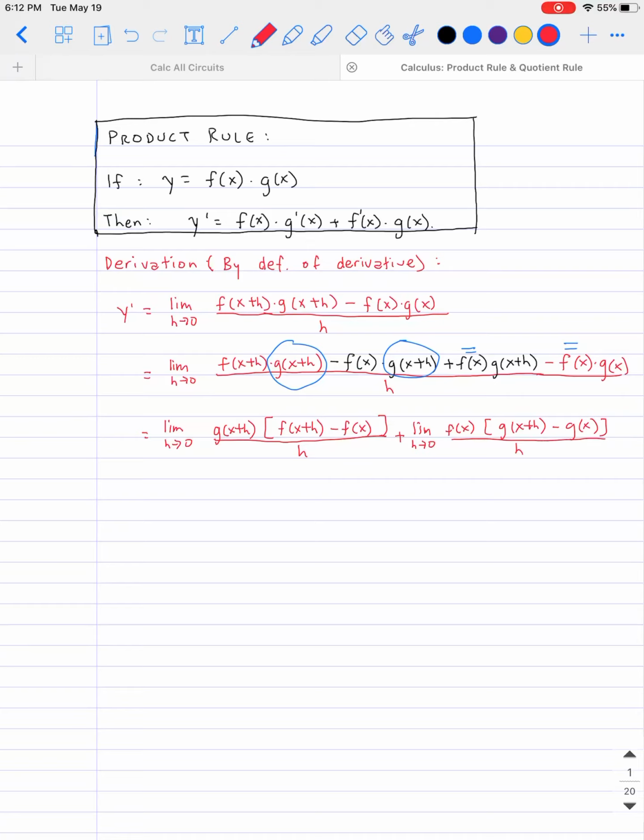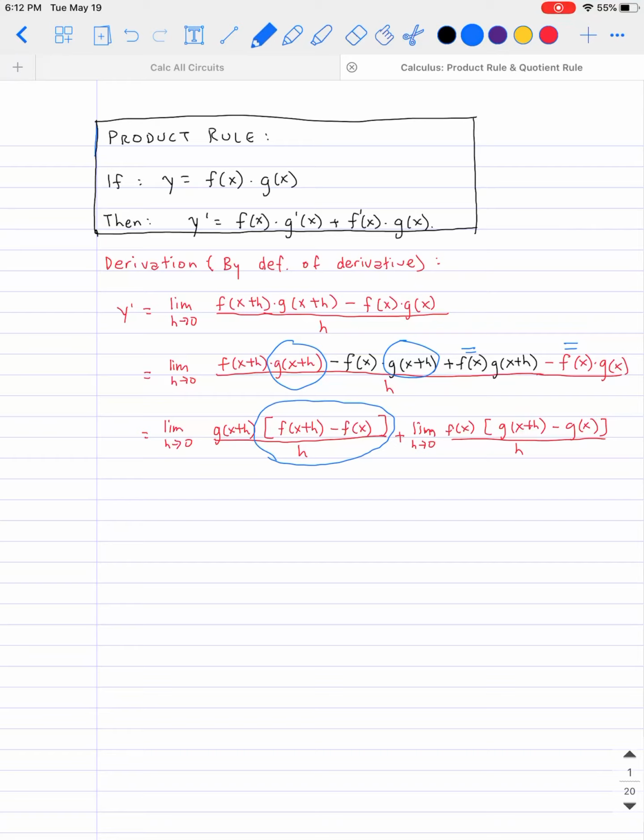So I did two steps right there. I took the fraction and broke it into two parts. That's number one. And then number two is I factored out the things that they have in common. Now, at this point, you might be able to see it a little bit further. You'll notice that the first piece has a portion that looks like the definition of derivative. And what I'm referring to is this guy over here.